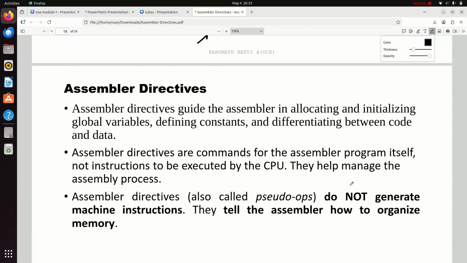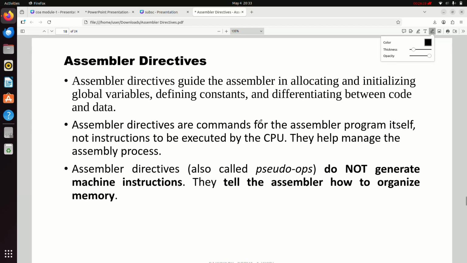CPU. That means they are the commands which are given to the assembler to organize the memory and data, and they are not executed by the CPU. They are just the commands given to the assembler. That is one important thing that you have to understand.